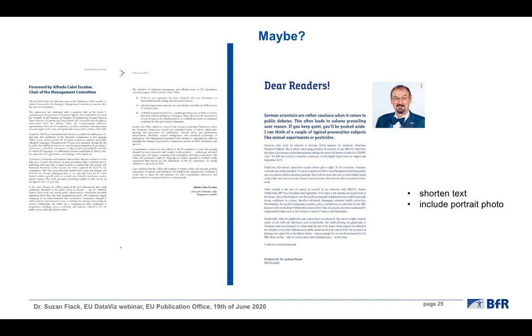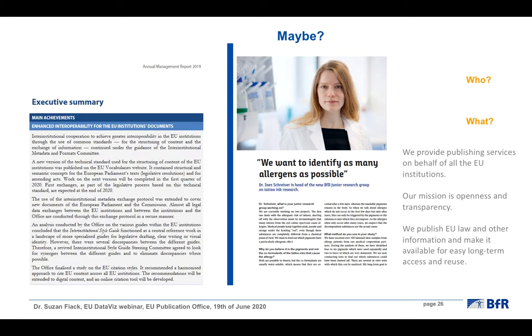And then you can think about changing the executive summary. I mean, it's very impressive to read all your achievements, and some achievements might be interesting to address in an interview. So, of course, you need to decide who could be the one who gives the interview and what this person really says, but you could also explain how you work and your mission, and for example, say, "We provide the publishing services and our mission is openness and transparency," and explain your main achievements of the year in an interview.